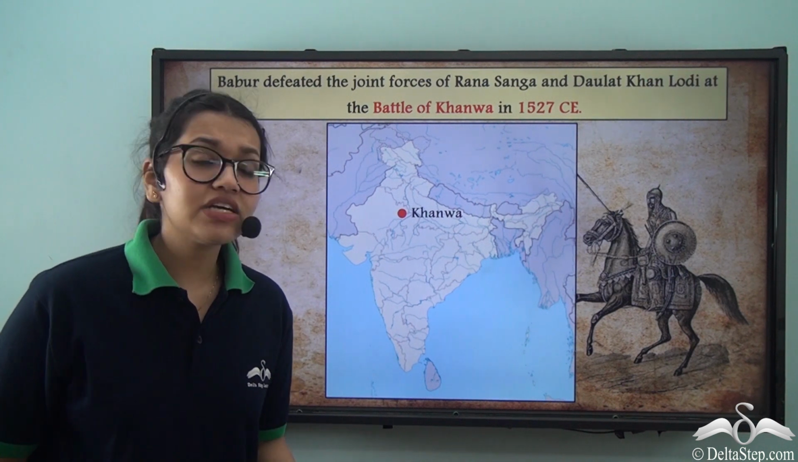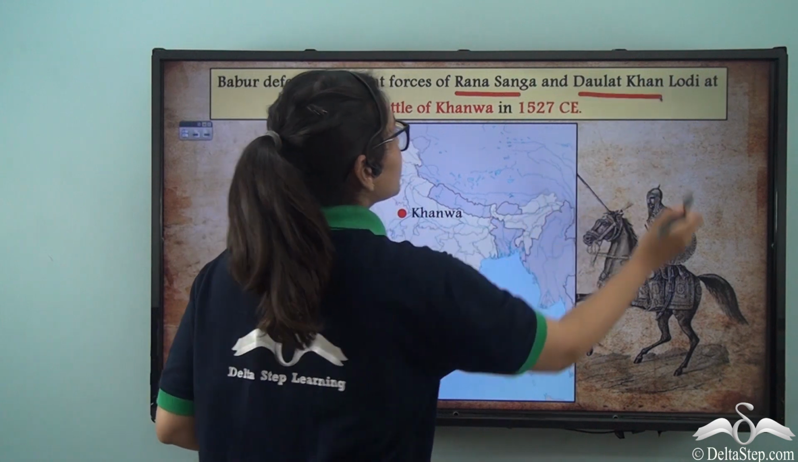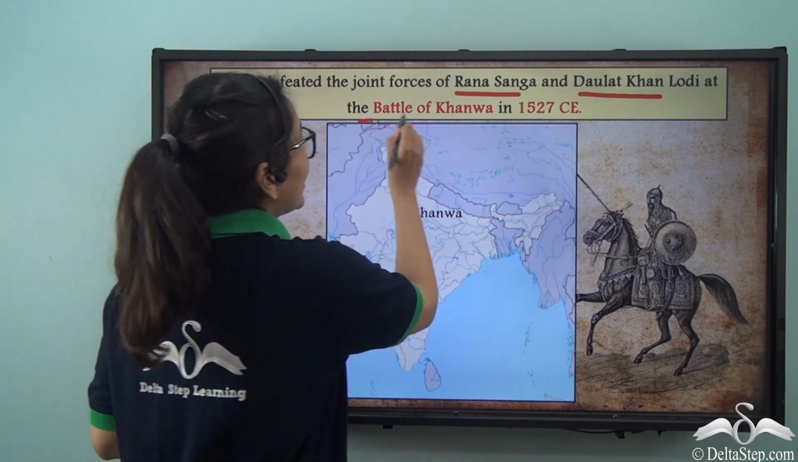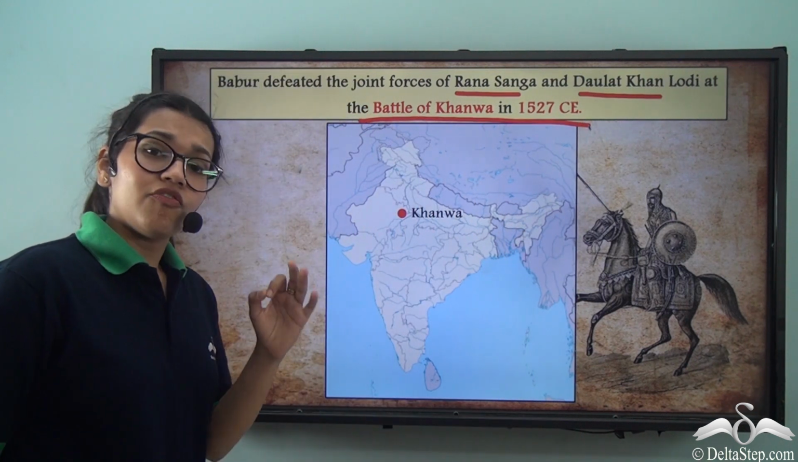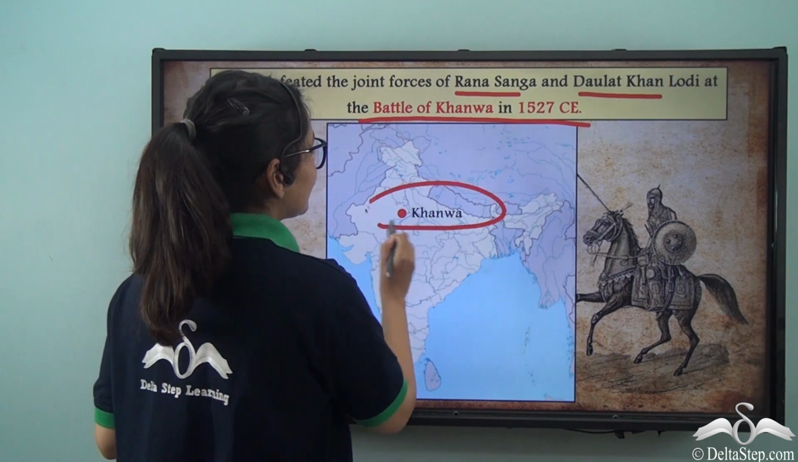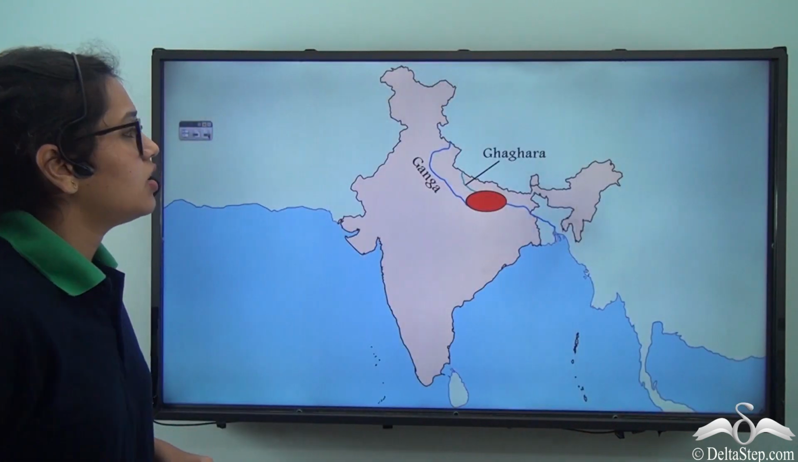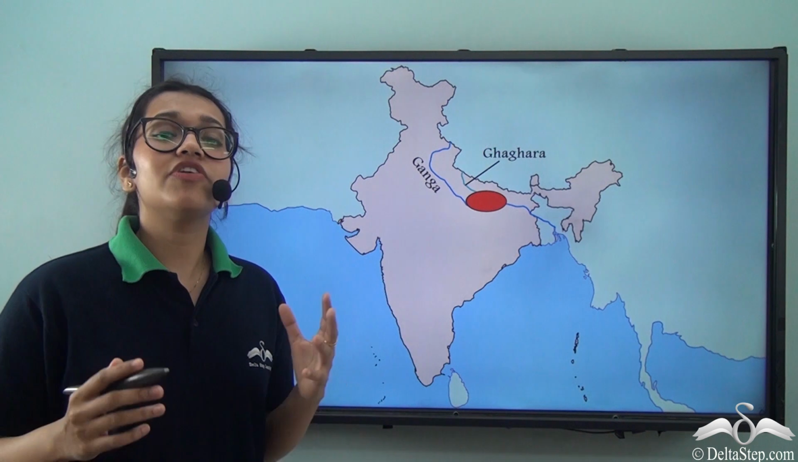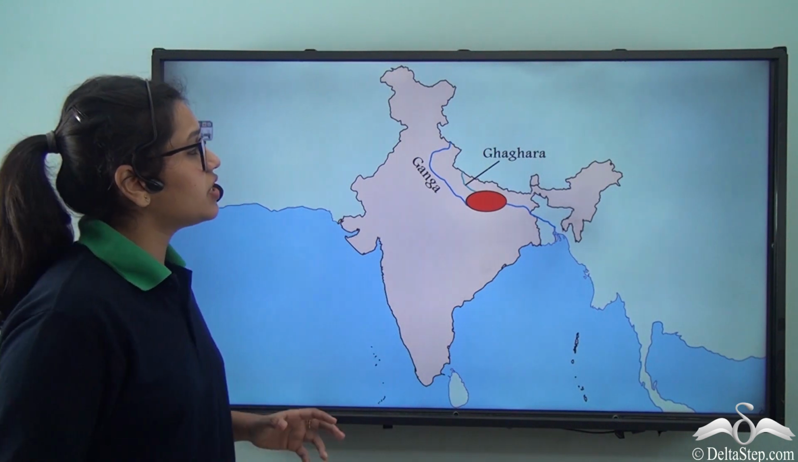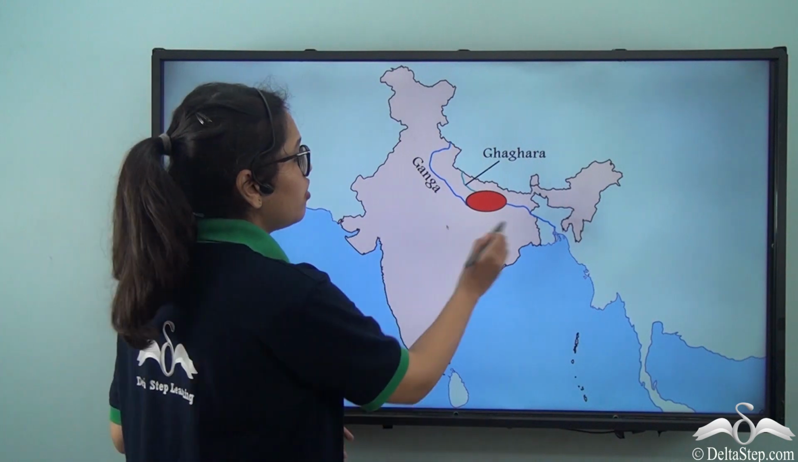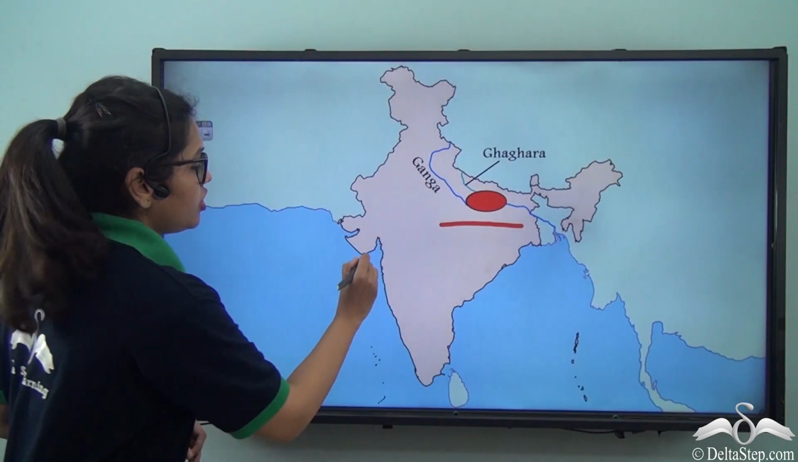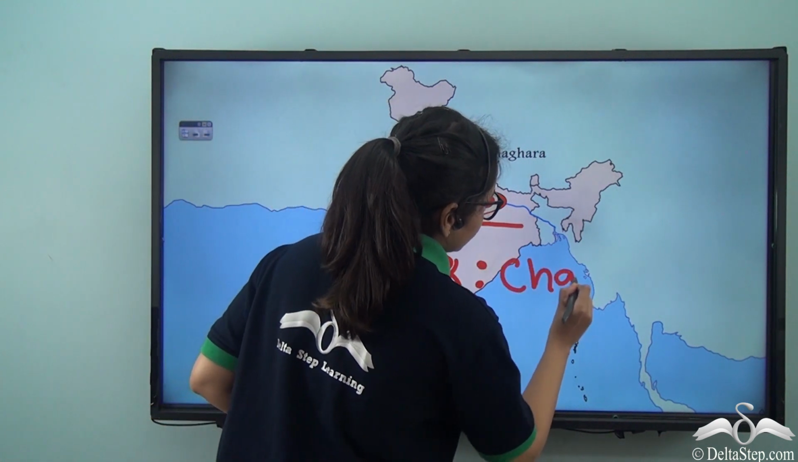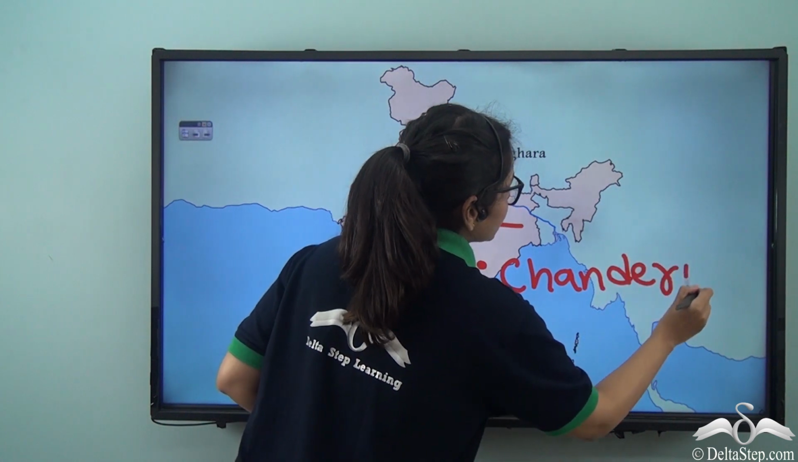Well, another battle took place in which Rana Sanga and Daulat Khan Lodi's joint forces attacked Babur's forces. This is known as the Battle of Kanwa, which took place 1 year later in 1527 CE. Now what happened in that Battle of Kanwa in 1527 CE? Babur came out victorious again. In the next year, 1528, he was able to capture the area of Chanderi. So in 1528, he was able to capture Chanderi from a Rajput ruler.